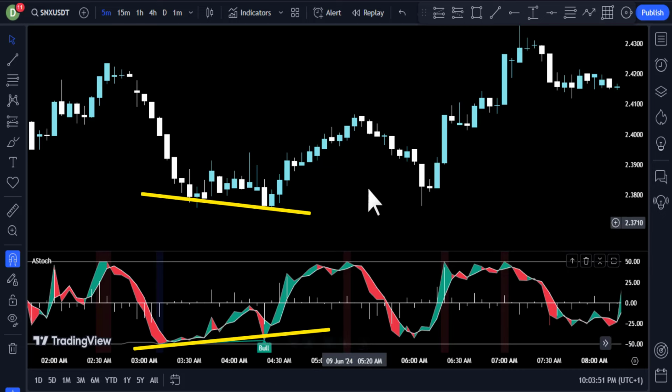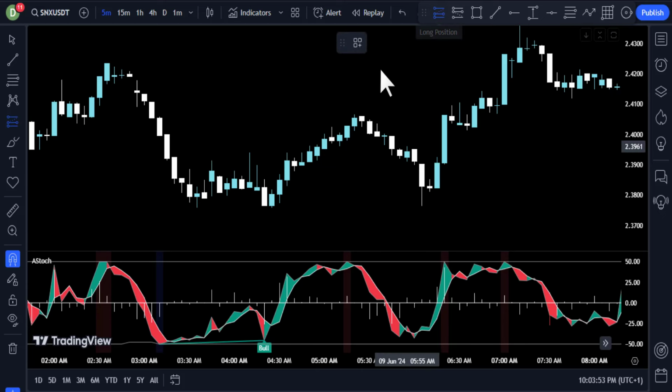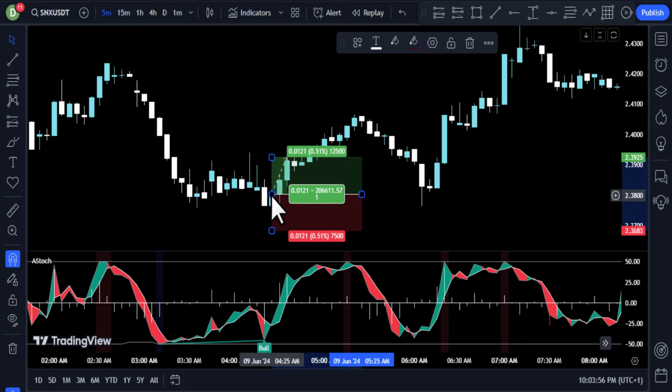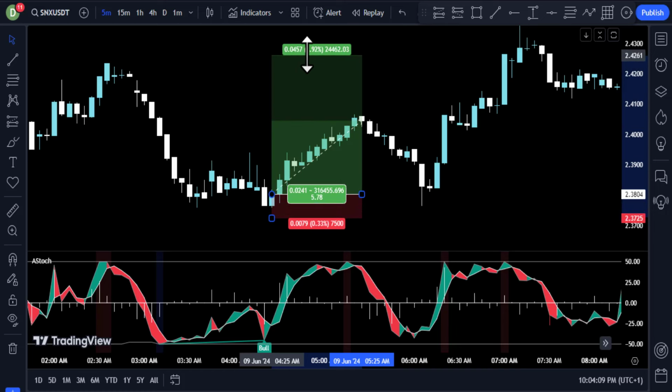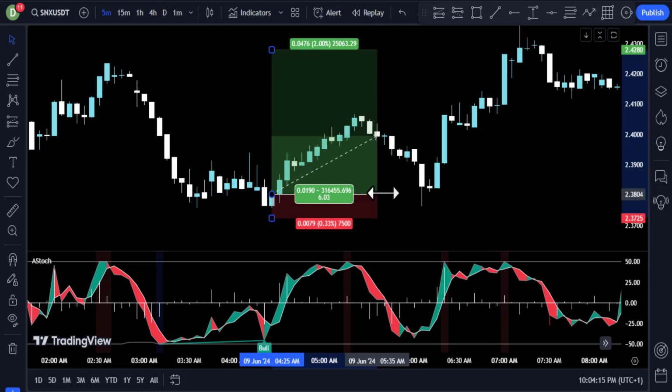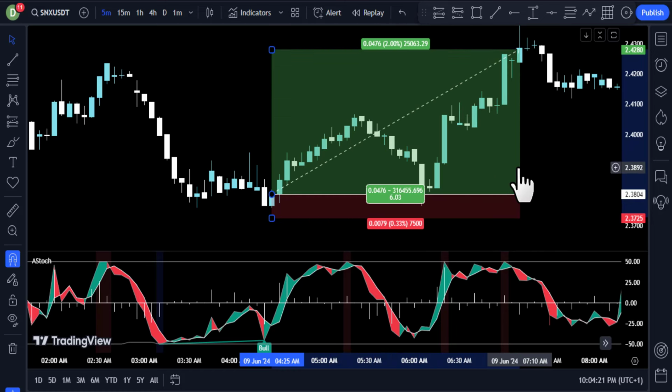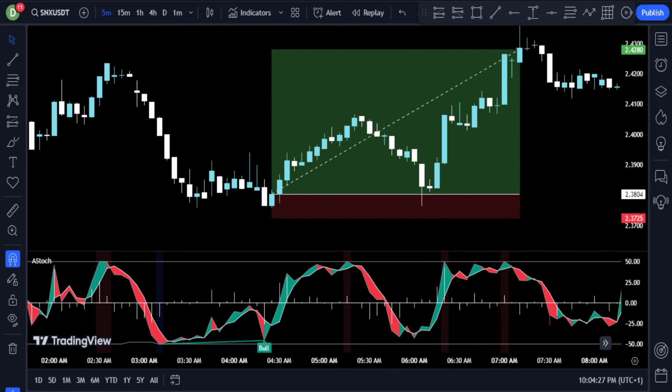And you could have taken advantage of the opportunity and placed a long position at the close of this candle and set your stop loss at this low and extended your profit target up to this level, which is around a 6:1 risk to reward ratio. You can see that this indicator has the power to give you valid trading opportunities if you truly understand its mechanics and how it works.